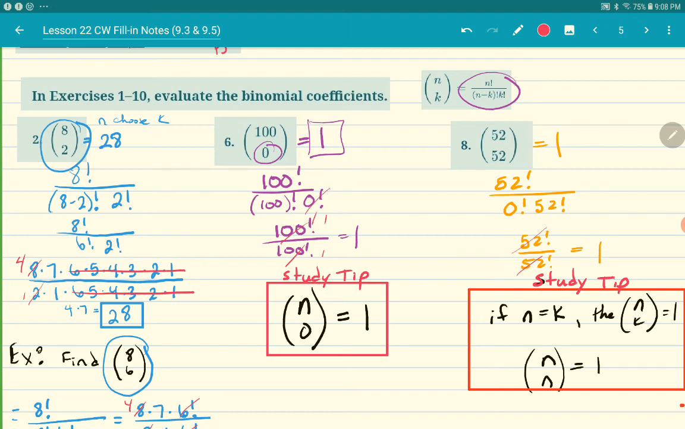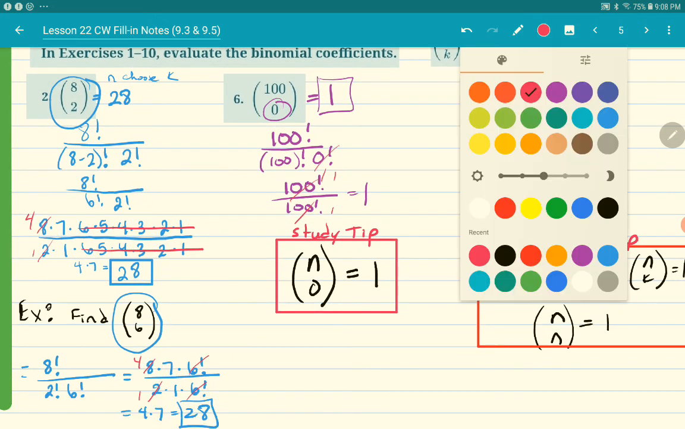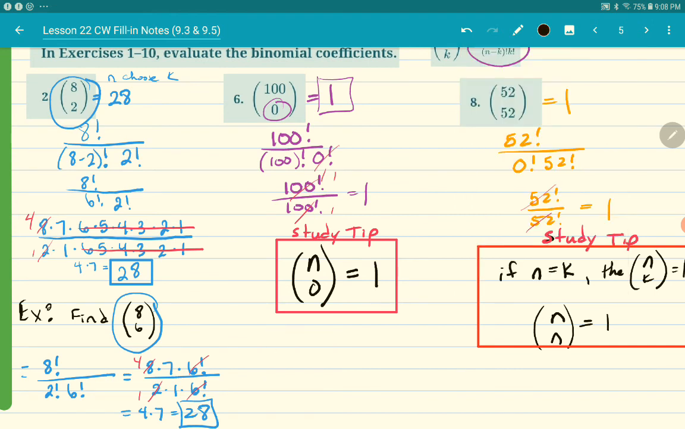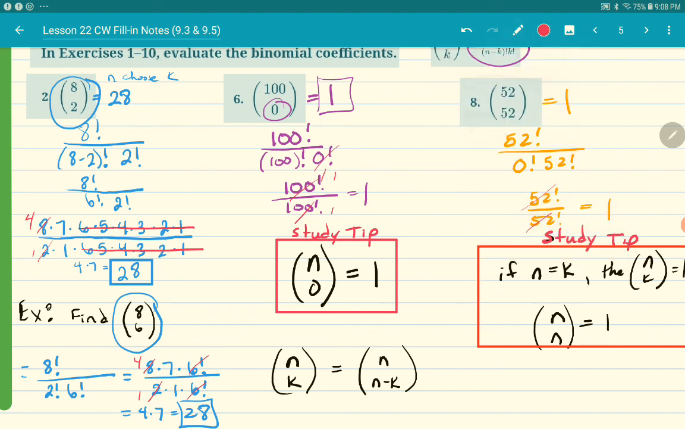So a couple things. If I'm choosing 0 or I'm choosing n, it equals 1. And then the other study tip I have, remember for number 2, was that there's some symmetry. So n choose k is going to be the same value as choosing the guys that don't get chosen. So that's n minus k. So those will also be equal. So that's my third study tip.